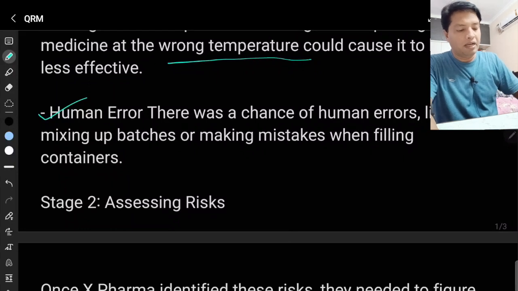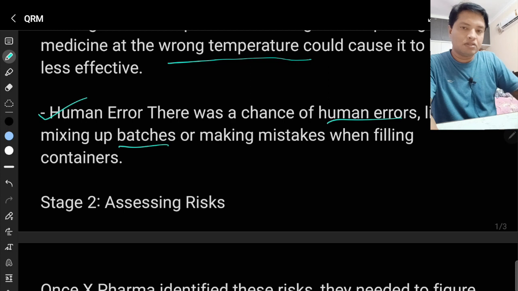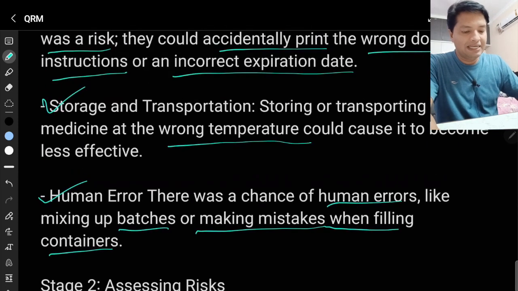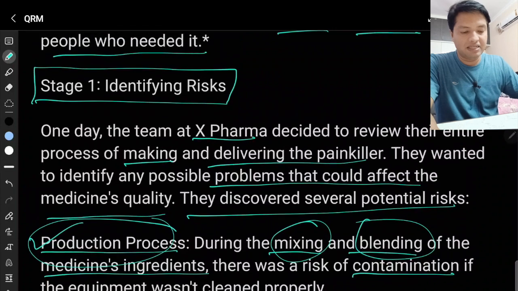Last one is human error. There is a chance of human error, like mixing up the batches, so one batch is mixed with another batch, or making mistakes while filling the containers. So this also leads to risk. So what they did is they identified the risks in this.